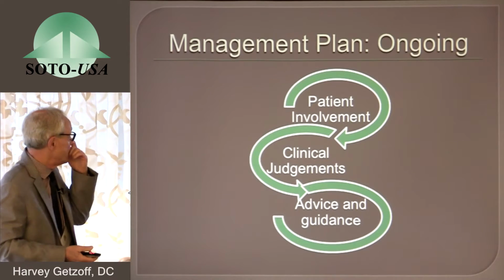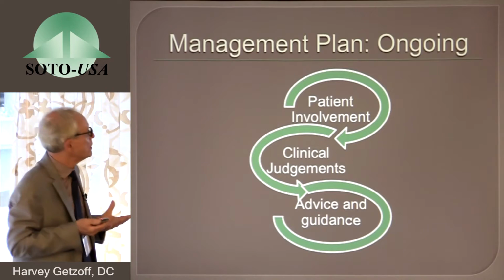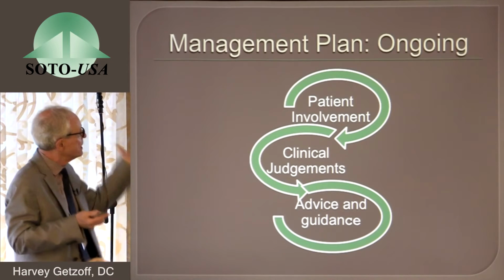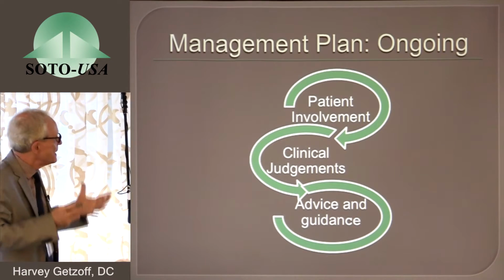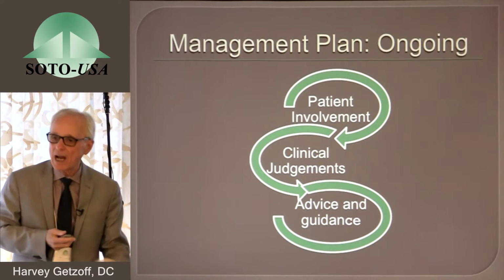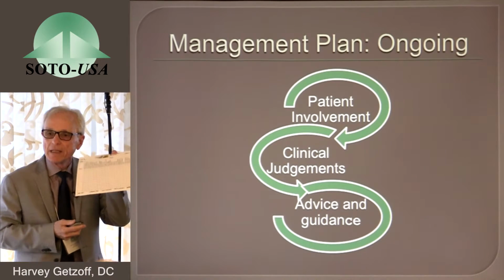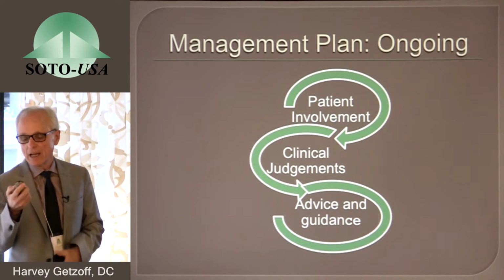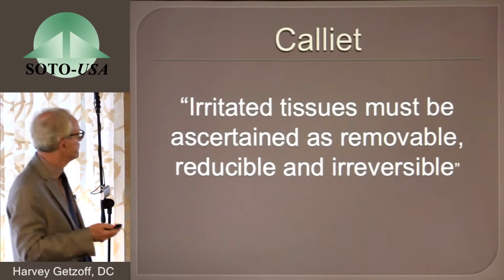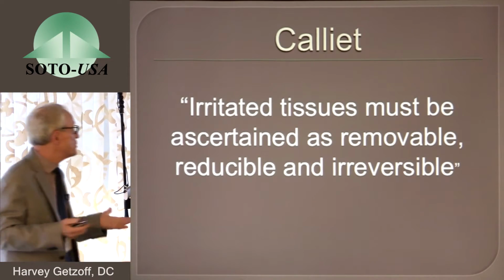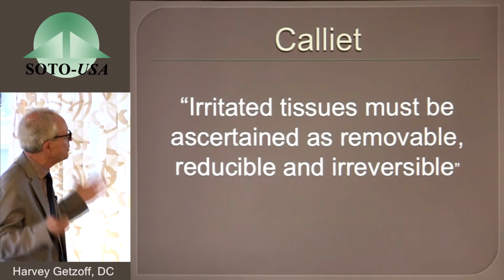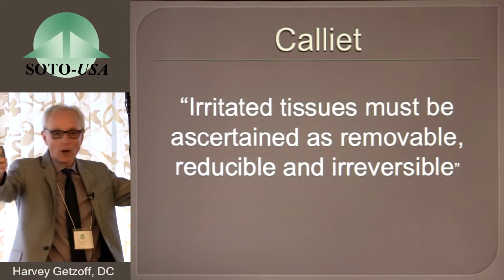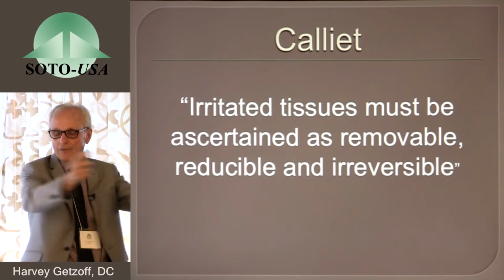The management plan is, the more the testing indicates that there are limitations, the more you have to get the patient involved. We check it each time they come in and recheck it, so that we're making all the right clinical judgments. A lot of advice and guidance, obviously, the more they need it. Again, irritated tissues must be ascertained as removable, reducible, or irreversible. So there are 3 things. I say removable, irreversible, and a lot in between. And that's where we have to find this.